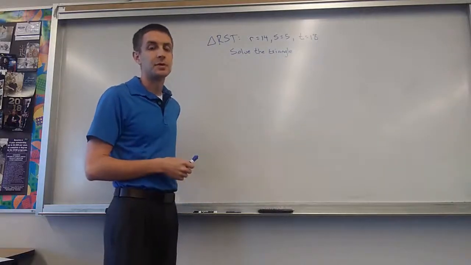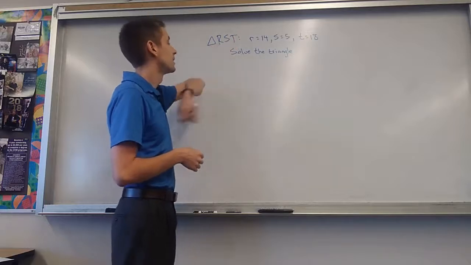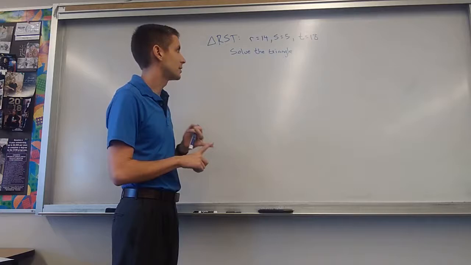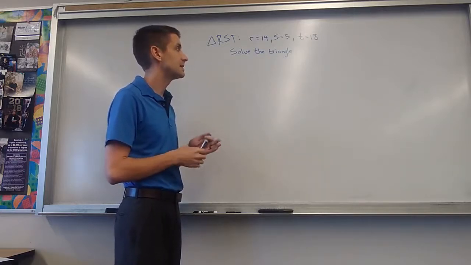We're going to solve a different triangle now with a different set of information. We have triangle RST, and we know three pieces of information with this triangle. We know side R is 14, we know side S is 5, and we know side T is 18.